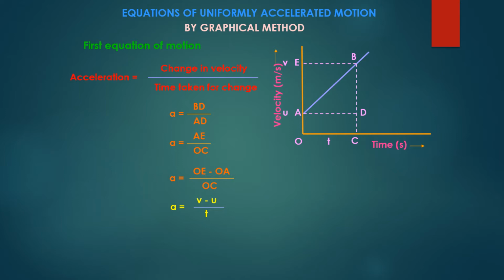Now we can substitute it with values of velocity. a is equal to OE, which is the final velocity v, minus OA, which is the initial velocity u. So the equation can be rewritten as a is equal to (v minus u) by t, which can be written as v minus u is equal to at. This is the first equation of motion: v is equal to u plus at.